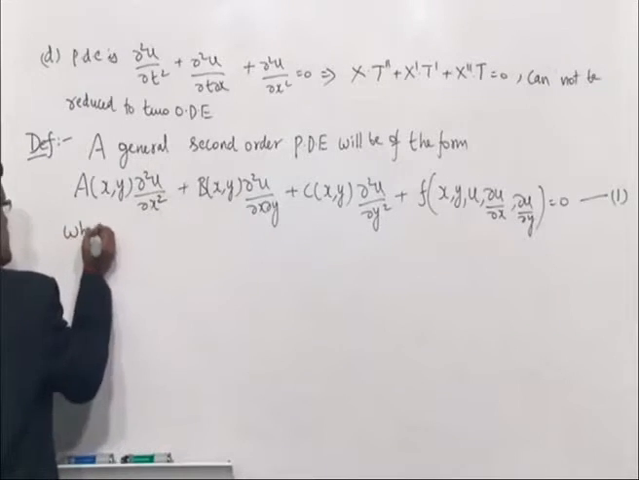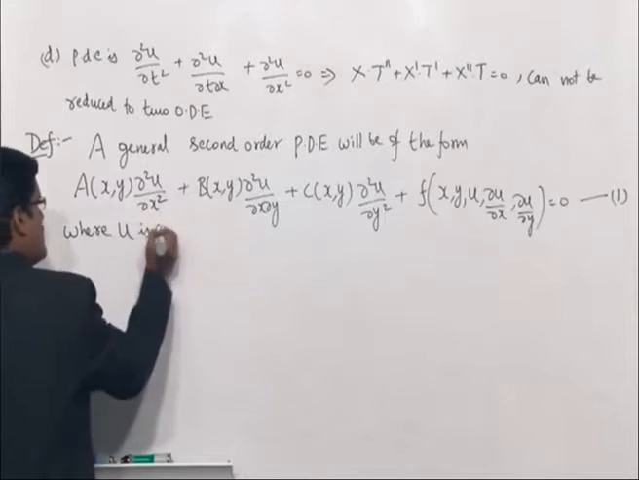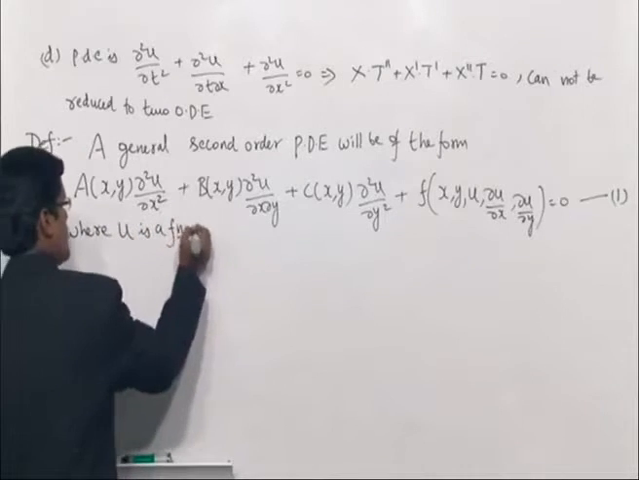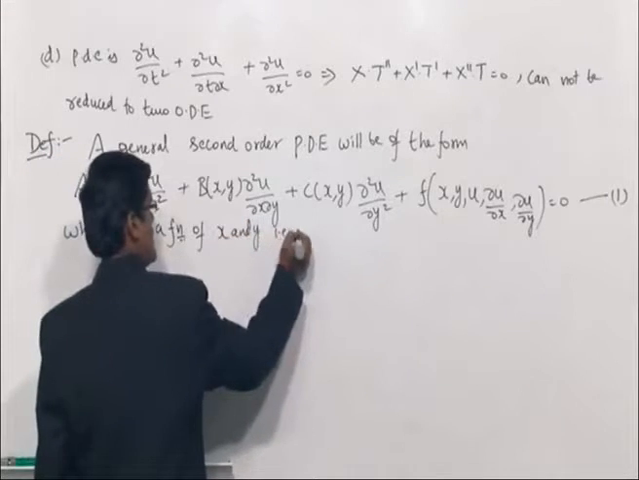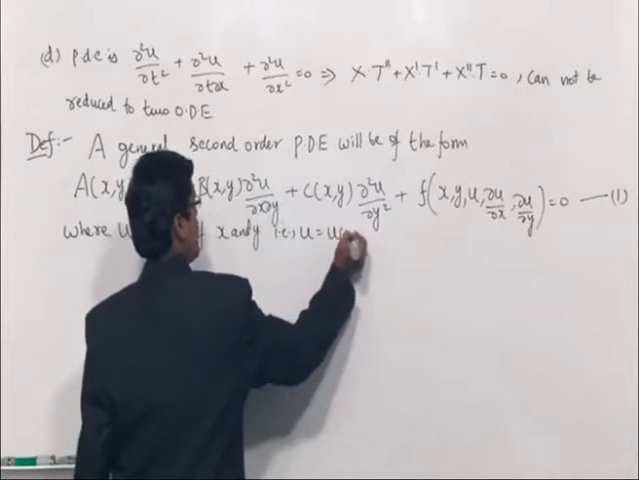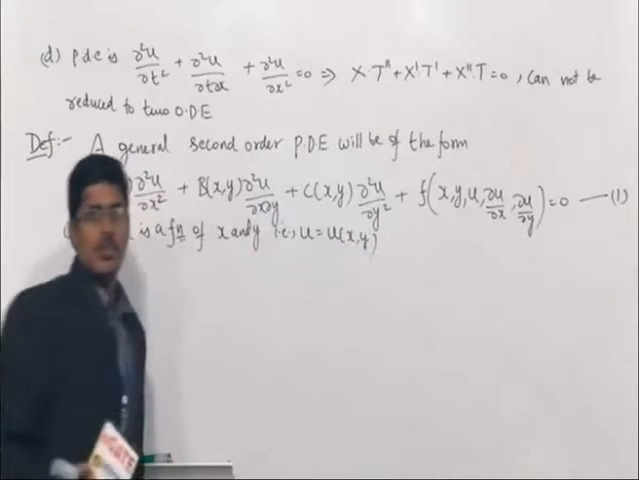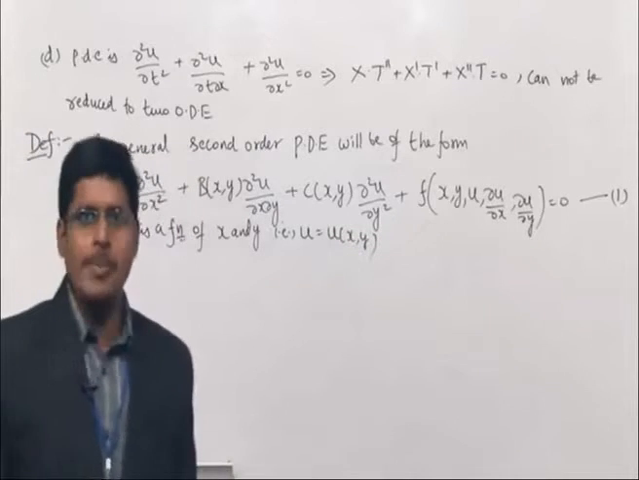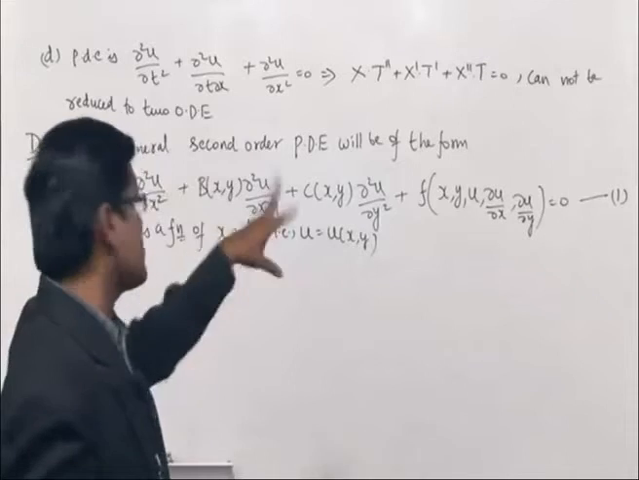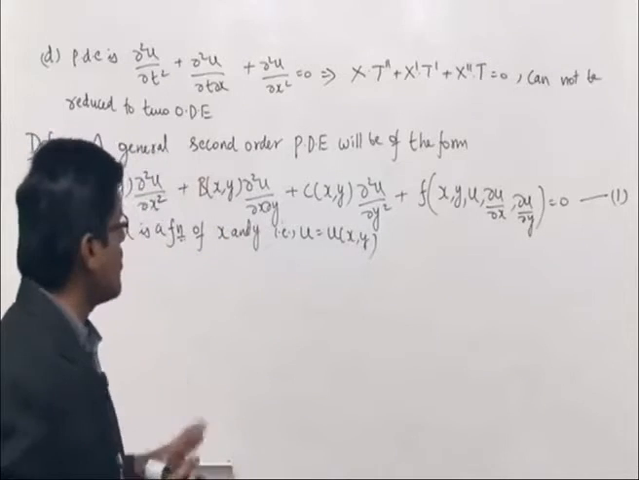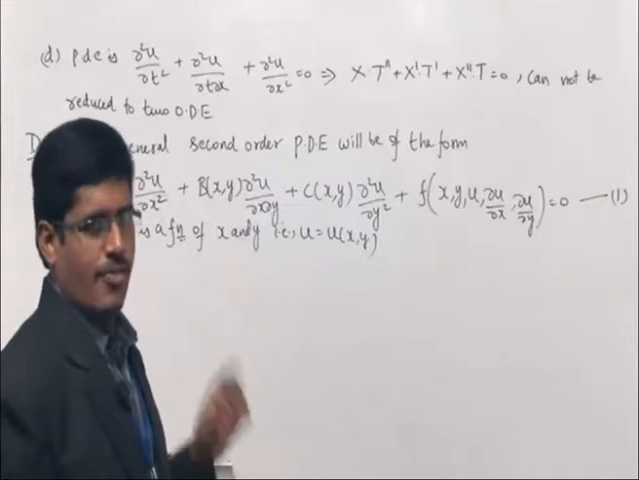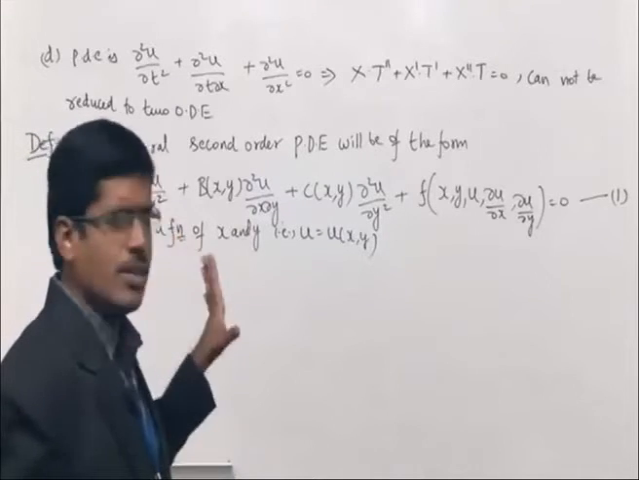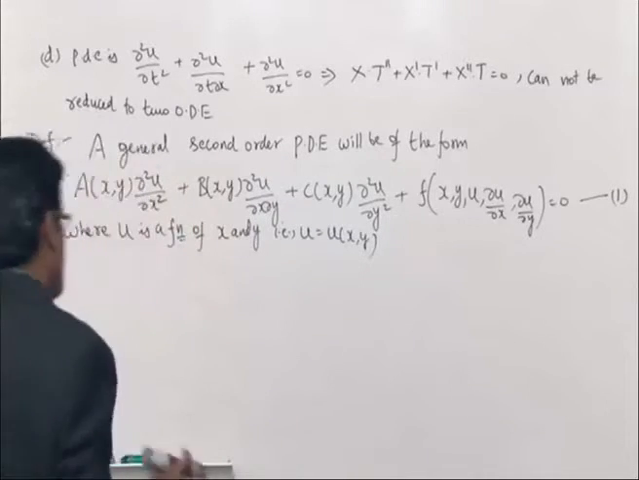Where u is a function of x and y, that is u is equal to u of x comma y. U is dependent variable, x comma y are independent variables. Second order PDE, all the derivatives I have considered, but it doesn't mean that in every problem all these terms are present. Okay, some terms may be missing. If one of the derivatives, the highest derivative, second derivative is present, then it is called second order PDE.